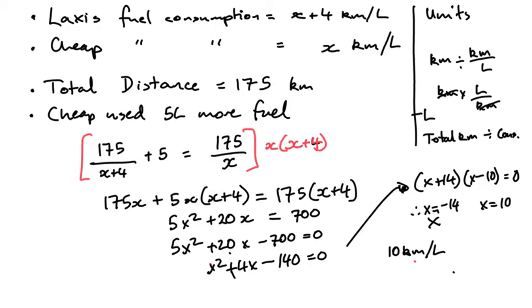Double check the fuel consumption of the Laxus then, so I better write cheap there so I don't get them confused. Of the Laxus is 14 kilometres per litre, which means for a 175 kilometre trip, the cheap, if I go 175 divided by 10, that's going to be 17.5 litres. And if you go 175 divided by 14, we're going to better double check that, make sure I get it right. Yep, 12.5 litres. So there's our difference of 5 litres. I hope that helps. Cheers, mate.